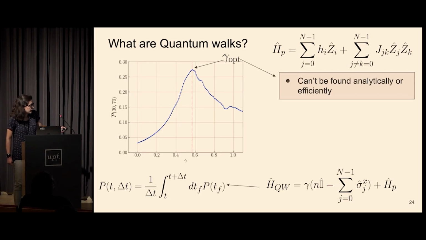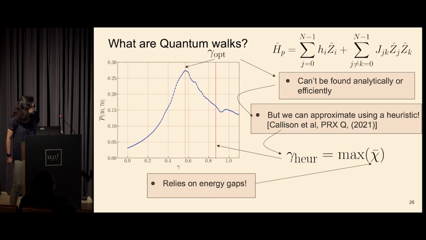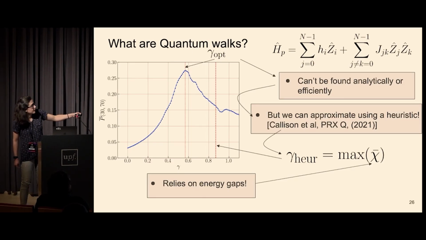So what do we do? Well, we can approximate this value of optimal gamma using a heuristic, which was first introduced in this paper here. And I won't go into the details here, but this technique involves maximizing a parameter, gamma, which relies on the gaps between the energy levels in our problem Hamiltonian. And as you can see, it doesn't quite match the true optimal gamma, but we can still have some improvement in our success probability by using this parameter.